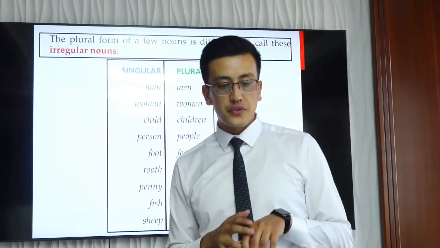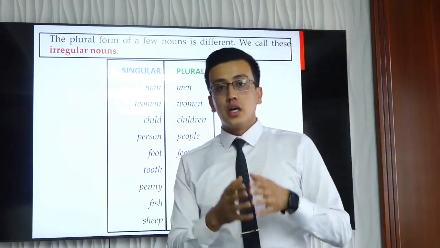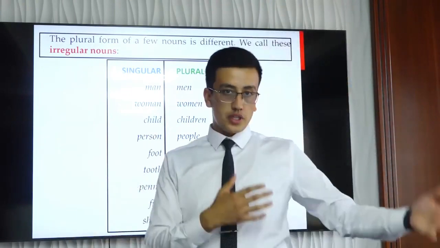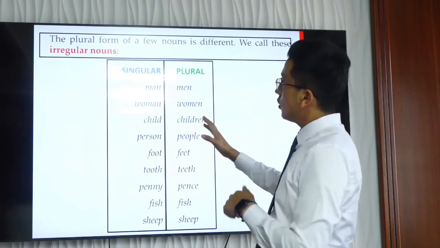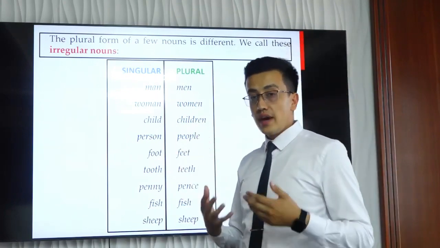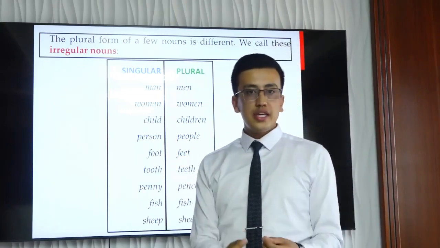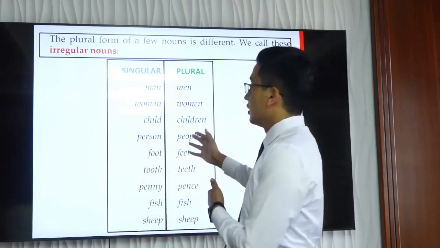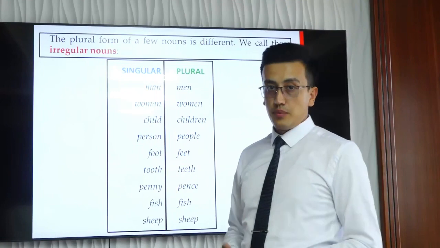The plural form of a few nouns is different. As I mentioned above, we have several rules to make plural nouns from singular ones. And for example, here we have a rule about irregular nouns. Why are they called irregular? Because there is no S, no ES, or no IES suffix to make plural nouns for this kind of words. They have several special types of plural nouns.